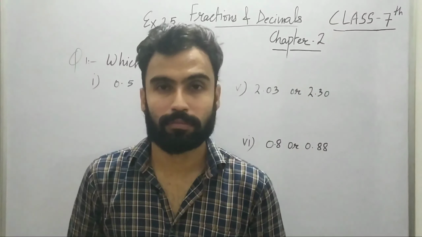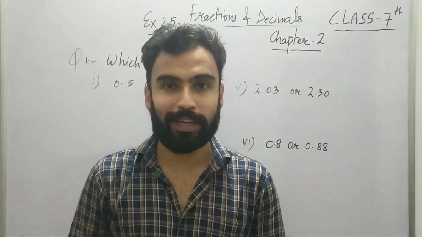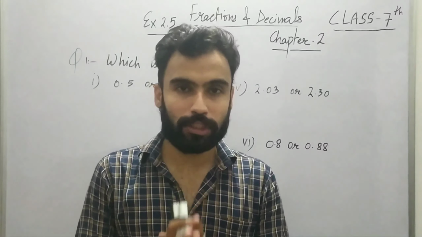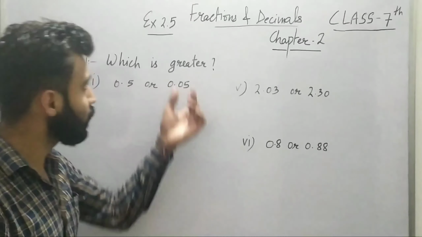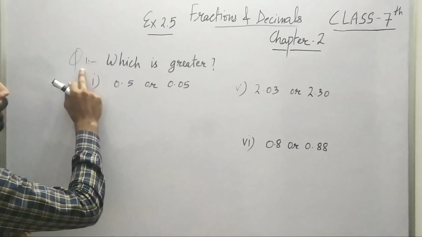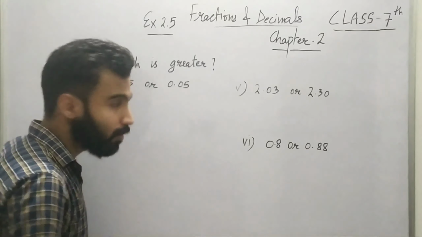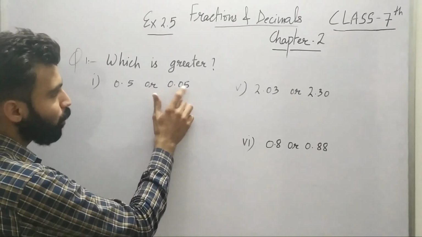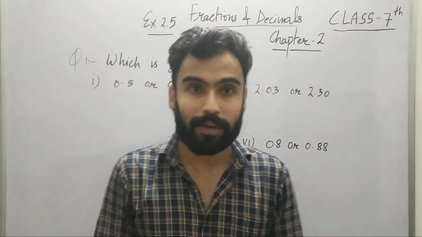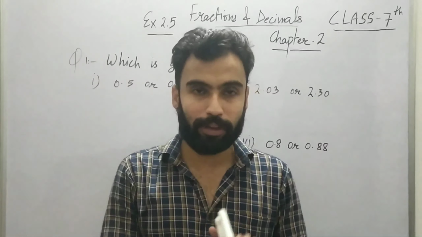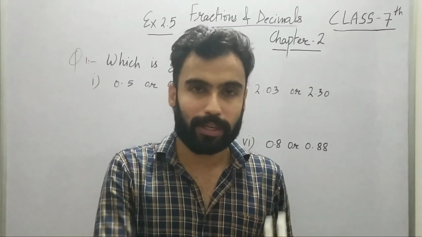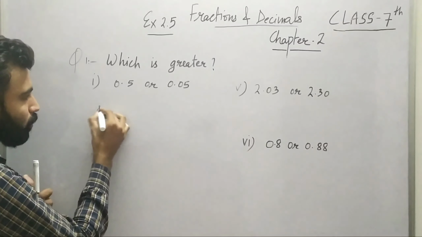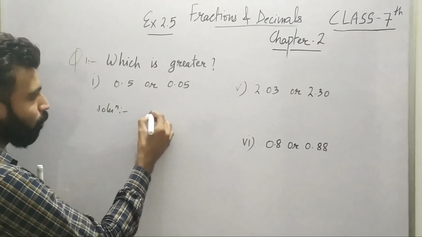That's all. Students, now I've explained all the topics related to exercise 2.5. Let's jump over to the questions of exercise 2.5. The first question says, which is greater? The first part is 0.5 or 0.05. That means we have to compare decimal values again, like we did a minute ago. Let me tell you how to compare this, applying the same format I told you earlier.